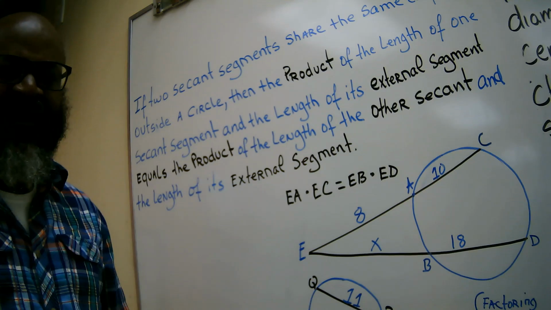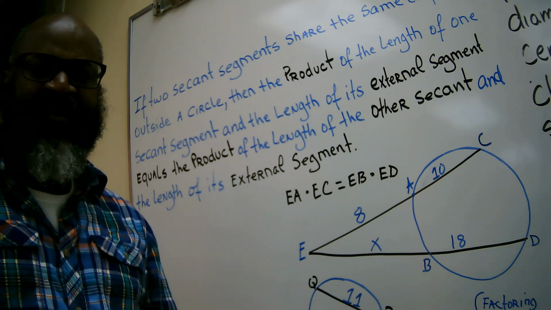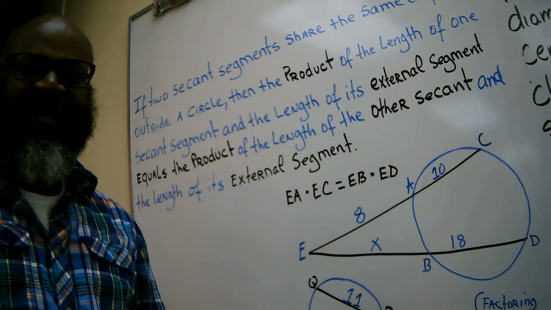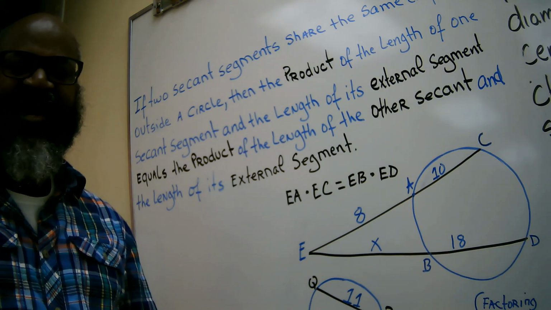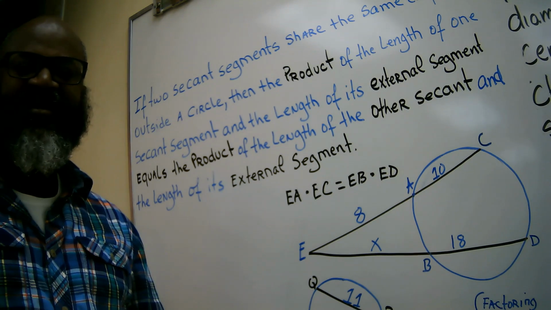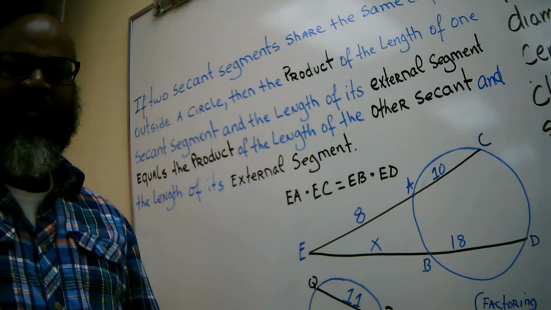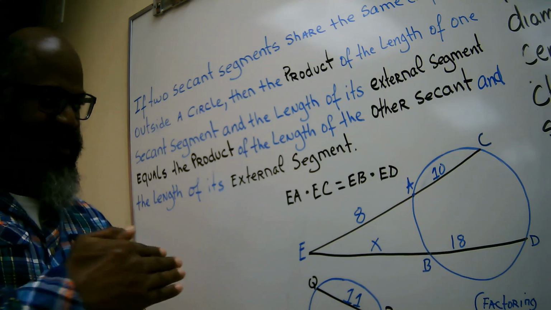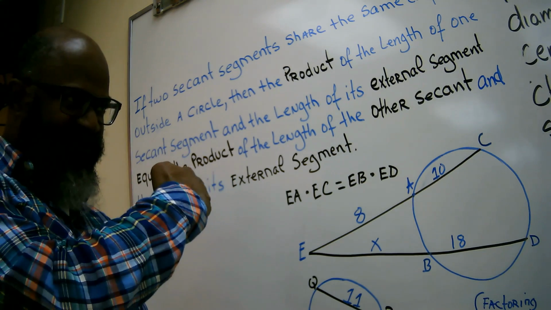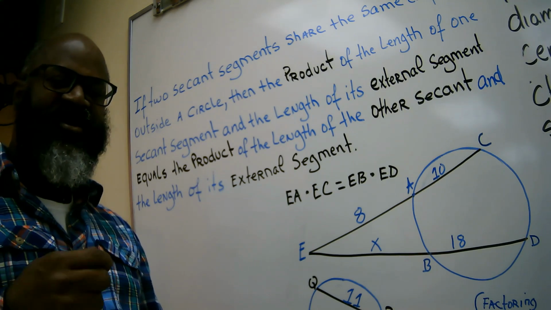Remember that we went over chords, a segment that lies on the circle. But when it comes to secant, a secant is a line or a ray that passes through the circle. A chord's endpoints stay on the circle. But for a secant, the line must pass through the circle and extend. Those are rays, those are lines. It's continuous forever.